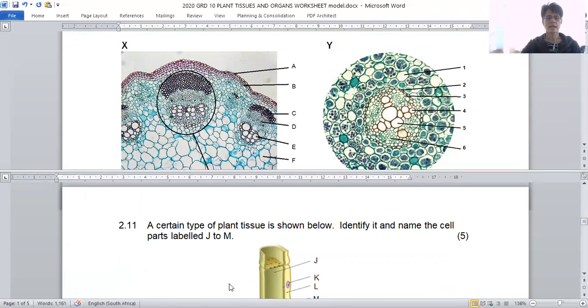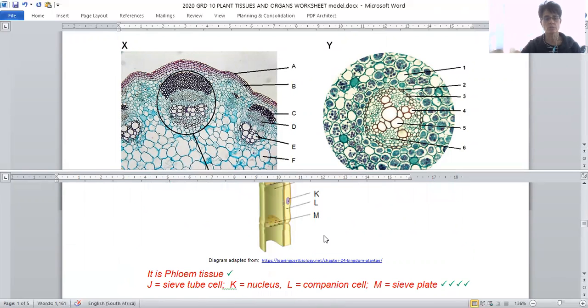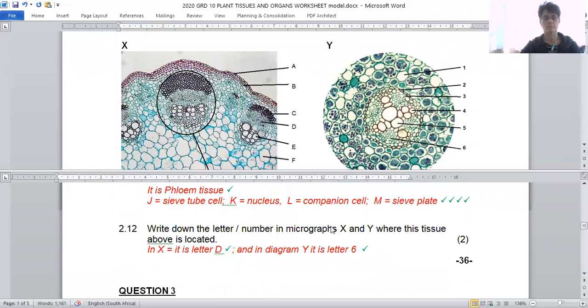Okay, a certain type of plant tissue is shown. Identify it. Well, it's phloem. And then the labels: J is the sieve tube cell, K is the nucleus of the companion cell, L is the companion cell, M is the sieve plate between sieve tube cells placed end to end. Write down the letter or number in micrographs X and Y where this tissue, so phloem, is located. So it's going to be tissue D in the stem and tissue 6 in the root.